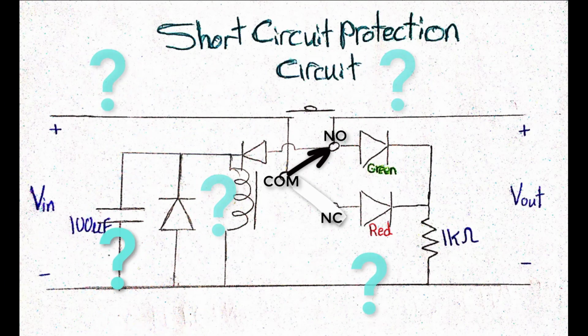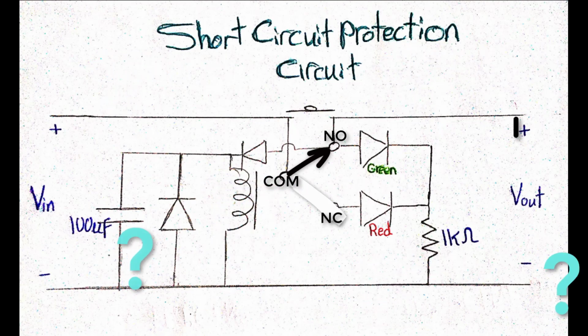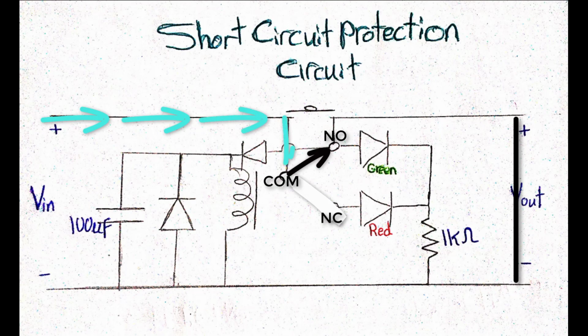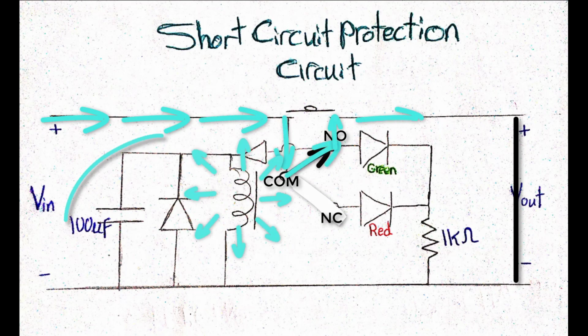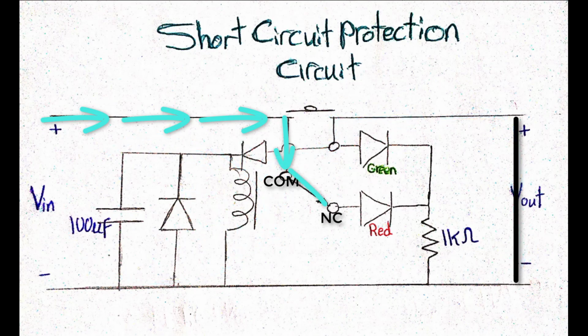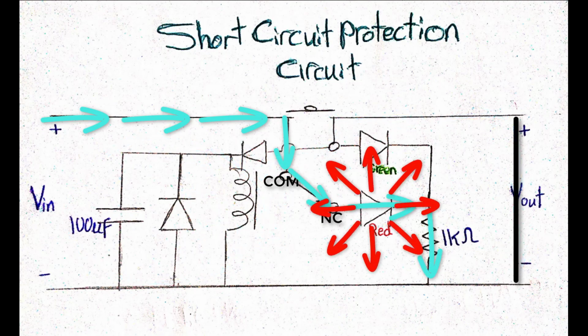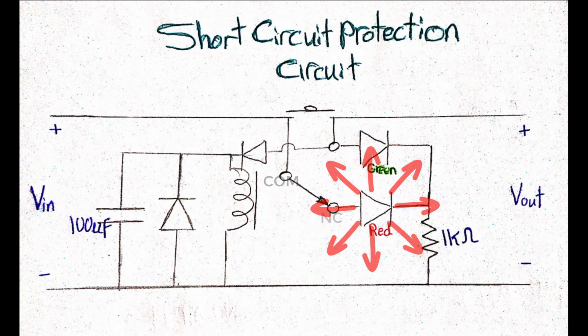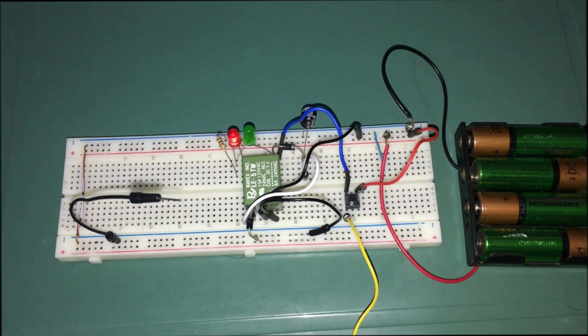Okay, so how can this circuit protect me from short circuits, right? When a short circuit occurs, the electrical current will definitely select the path with lower resistance, shorting this whole part, which will de-energize the relay coil, and the relay switch will return to its normal state. So, the physical connection between the input and the output will be lost, and the red LED will light up again. After understanding the working principle of this circuit, let's see how it works in practice.